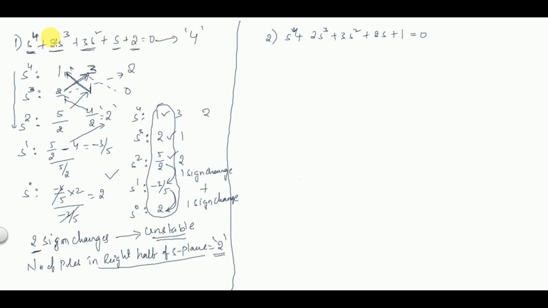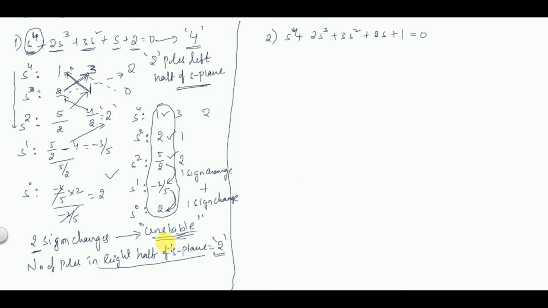For an equation of order 4, there will be 4 roots, that is 4 poles totally. So if 2 poles lie in the right half of the S plane, then the remaining 2 poles lie in the left half of the S plane. Okay, so this is how we can find the location of poles using the RH criterion, and we can comment on stability. It is one of the stability analysis techniques.